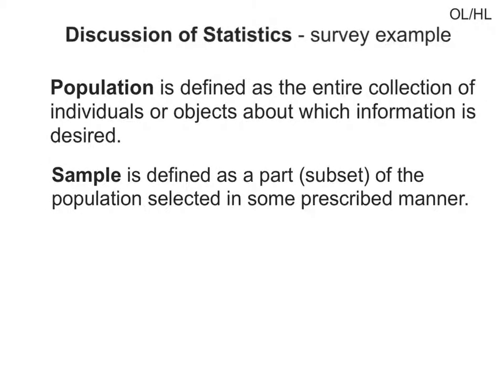A sample is defined as a part or subset of the population selected in some prescribed manner. Please see the video on types of sample to find out the different manners in which a sample can be selected. In shampoo advertisements, on the bottom of the advertisement, it usually states how many women were surveyed. This number is usually a few hundred. In our shampoo advertisement, if it states 286 women were surveyed, then the 286 women are the sample.